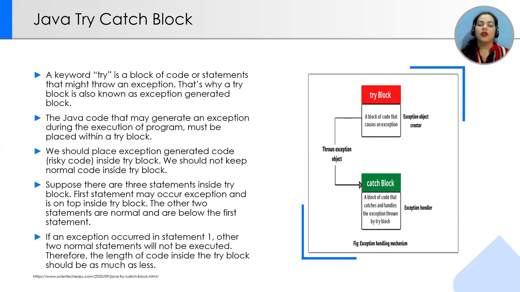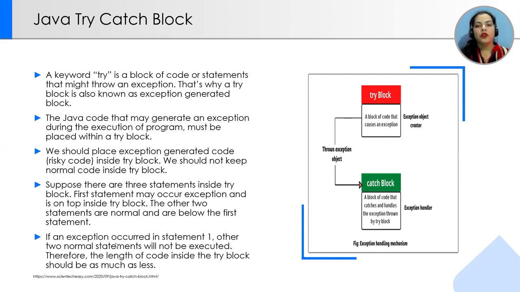Therefore, the length of the code inside the try block should be as small as possible. What does it mean? For example, three lines were there, and the first line was responsible for generating an exception, and the two normal lines will not be executed. Why will these two normal lines not be executed?